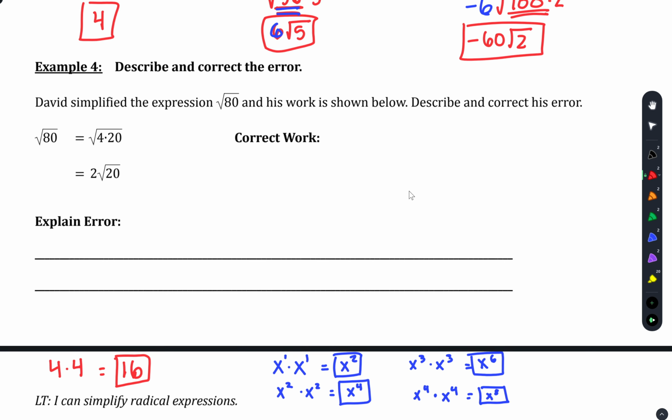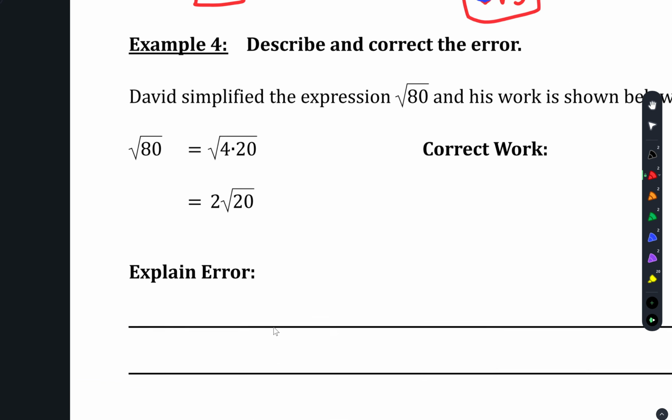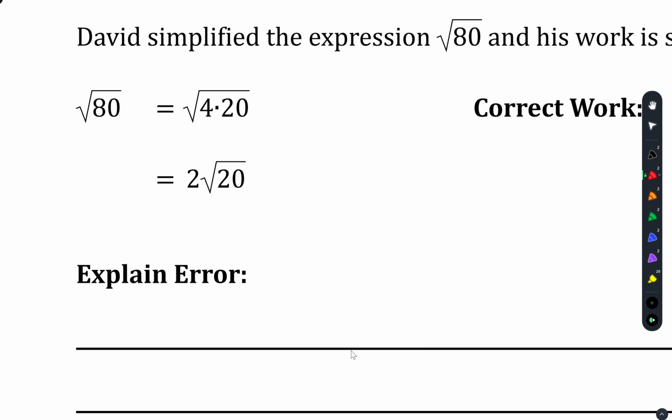All right, one last problem here. In example 4, we're going to simplify our expression, the square root of 80. David's work is shown below. We're going to figure out what his error is. So if I take a look, he broke 80 into 4 times 20, which is true. 4 was the perfect square that he used. He square rooted 4 to get 2 radical 20.